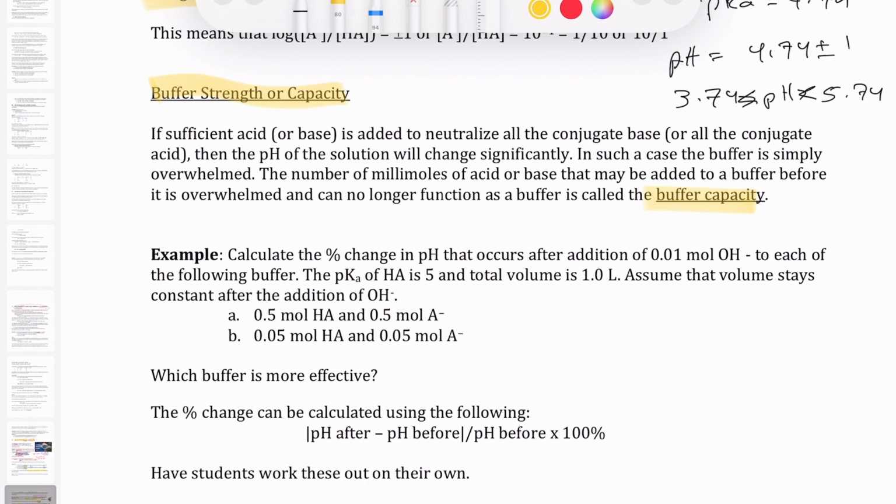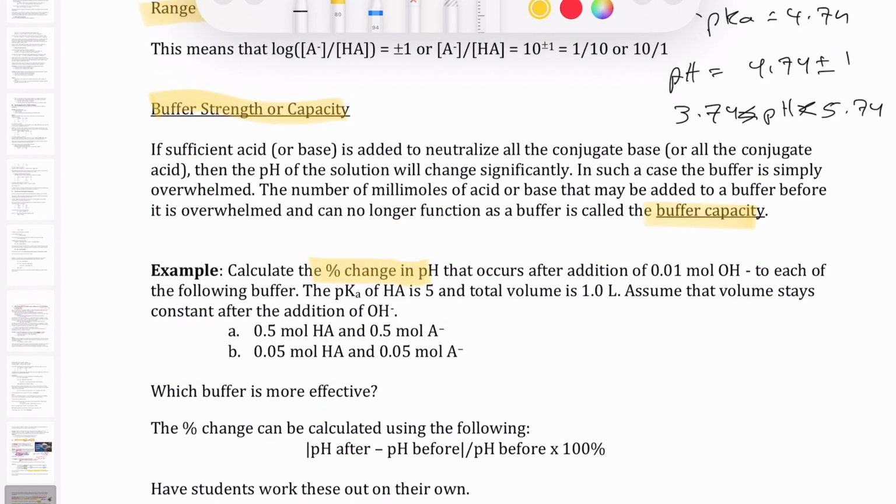Now, we're going to do the same type of calculation that we just did with buffer range, trying to calculate the percent change in pH after the addition of 0.01 mole OH minus, but we're going to start with slightly different setups here, which is these two buffer compositions. So the first buffer is half a mole of each of the weak acid and conjugate base. The second buffer is going to be 0.05 mole of each of the weak acid and its conjugate base. Which buffer is more effective?